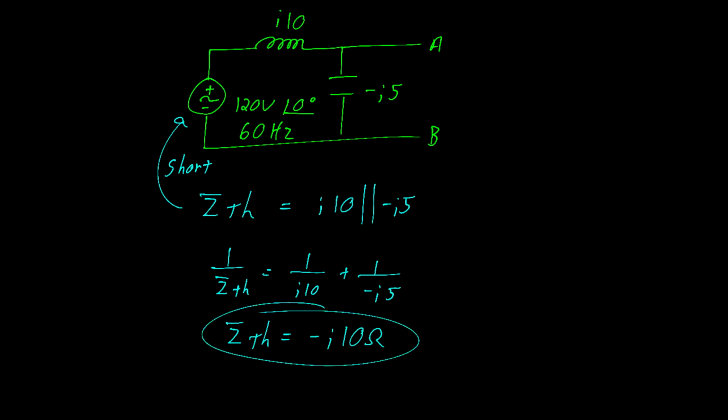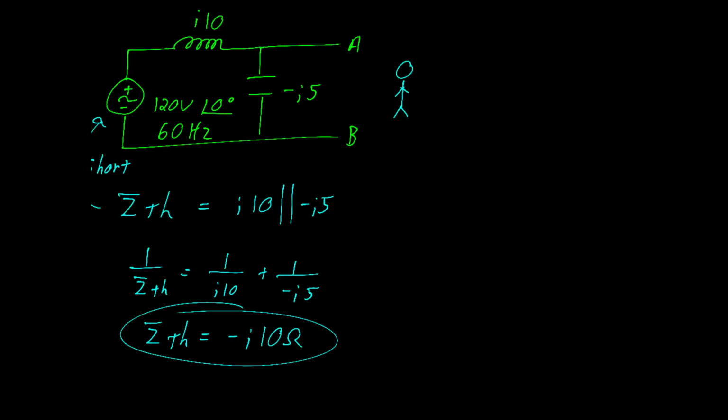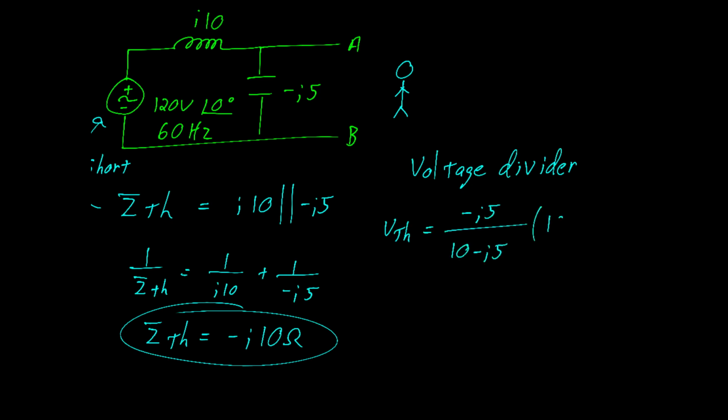To calculate the Thevenin voltage for this particular circuit, we can use a voltage divider. Here the voltage divider is the impedance of interest over the series impedance multiplied by the source, which gives us a Thevenin voltage of negative 120. Stated another way, that's 120 volts at an angle of 180 degrees.